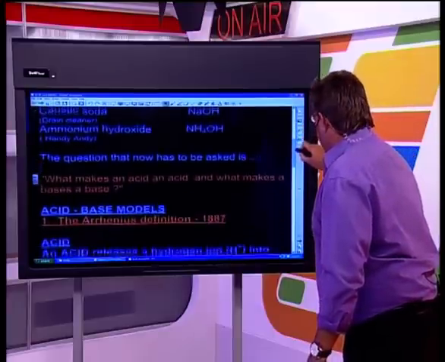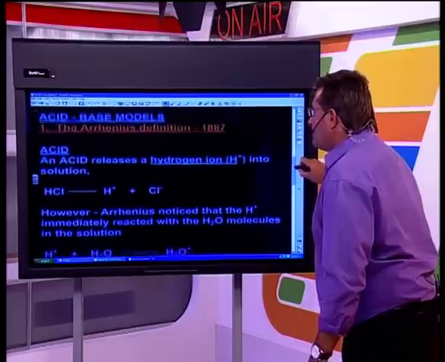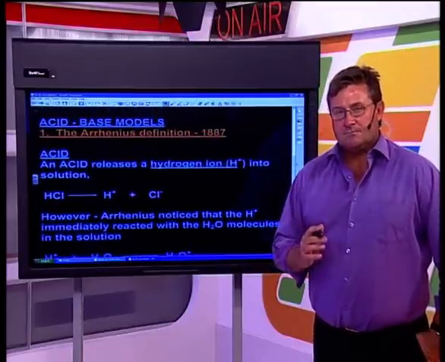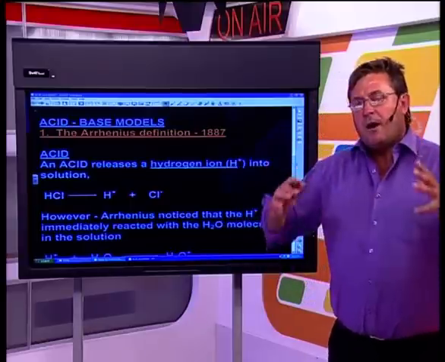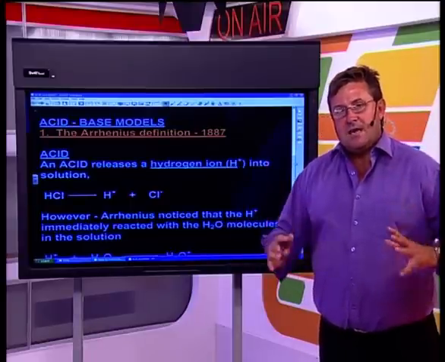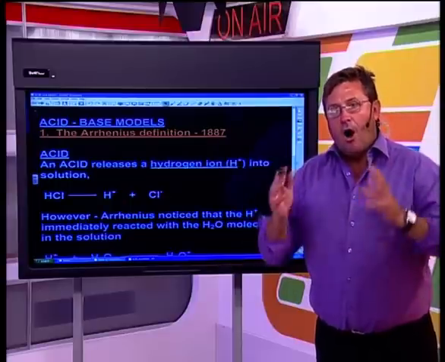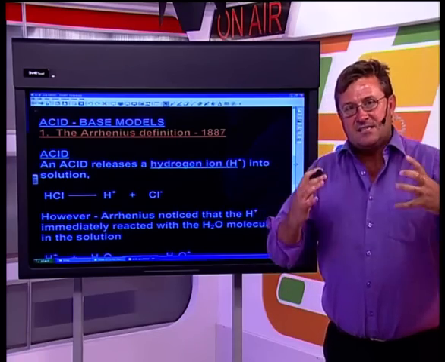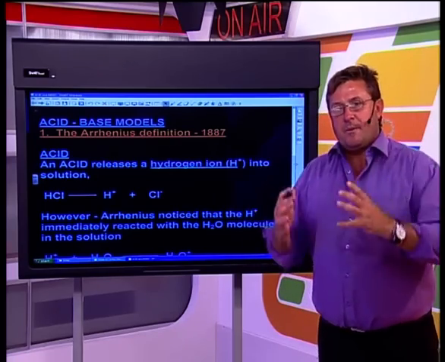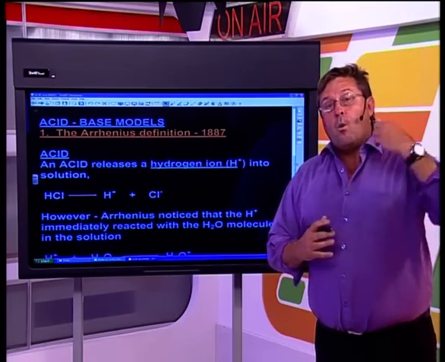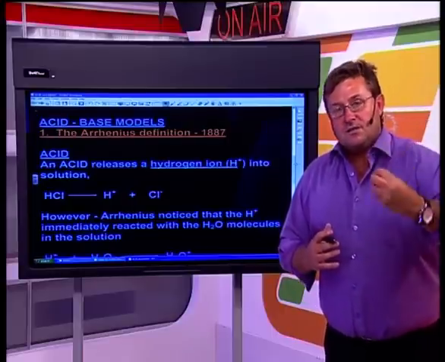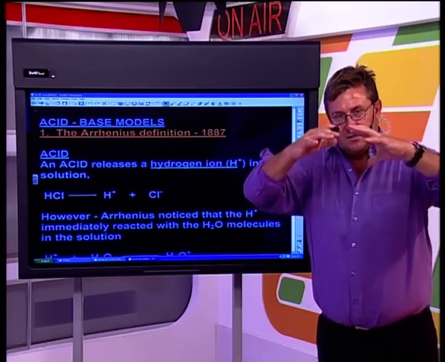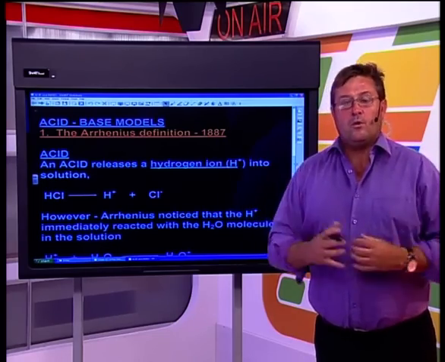So what we're going to have a look at now are what we call our acid-base models. Now, guys, in science, when we talk about a model, we are talking about a representation of a particular thing. For example, if we're talking about an acid, how do we represent an acid? If we're talking about a base, how do we represent a base? What makes them characteristic? What sort of reactions can they undergo? That allows us to draw up what we call a model.